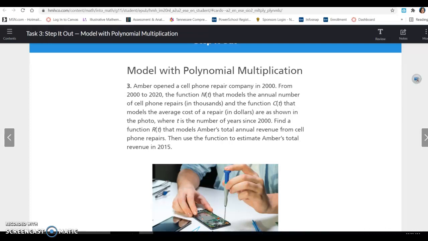and the function c of t that models the average cost of a repair in dollars are shown in the photo. Where t is the number of years since 2000, find a function r of t that models Amber's total annual revenue from cell phone repairs. Then use the function to estimate Amber's total revenue in 2015.